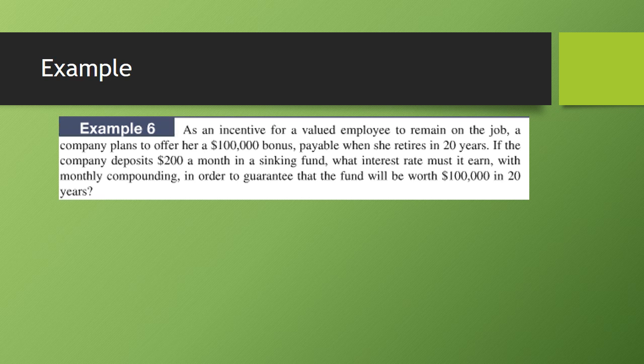Let's do another example. As an incentive for a valued employee to remain on the job, a company plans to offer her a $100,000 bonus payable when she retires in 20 years. If the company deposits $200 a month into a sinking fund, what interest rate must it earn with monthly compounding in order to guarantee that the fund will be worth $100,000 in 20 years? All right, same situation, different variable this time. Now we're looking for rate. Pause the recording, try the problem, and resume the recording to check your answer.